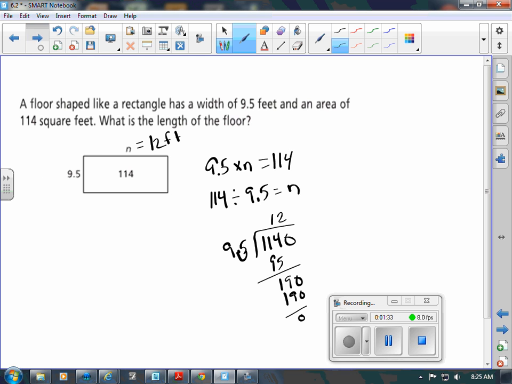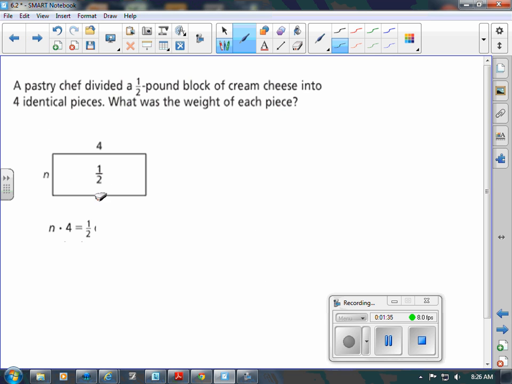Okay, let's try another one. What if we have it with a fraction? That gets more complicated. A pastry chef divided a half-a-pound block of cream cheese into 4 identical pieces. What was the weight of each piece? So this is the representation over here of the situation equation, and a solution equation then would change that. For your solution equation, you would have 1/2 divided by 4.